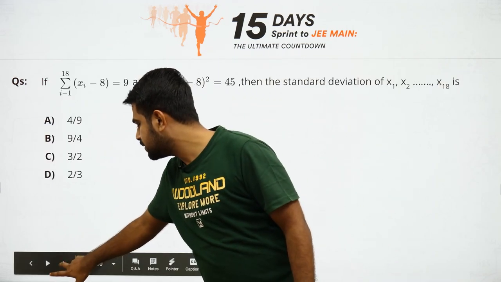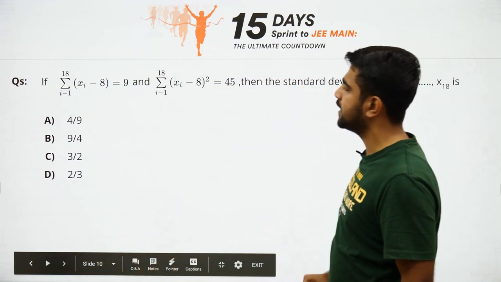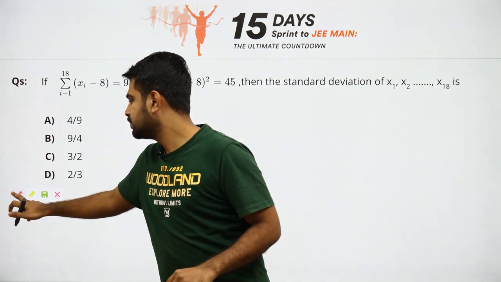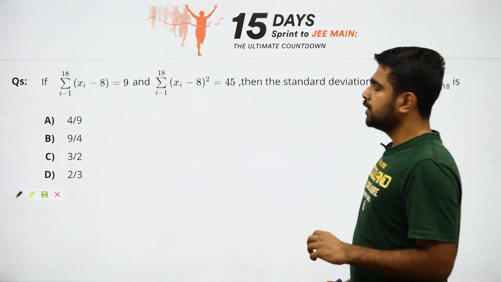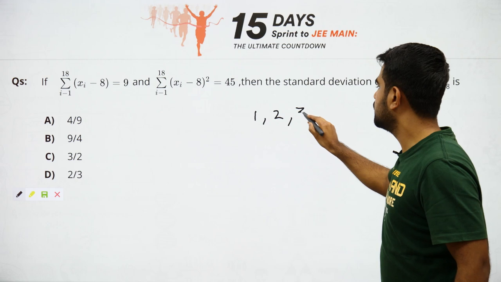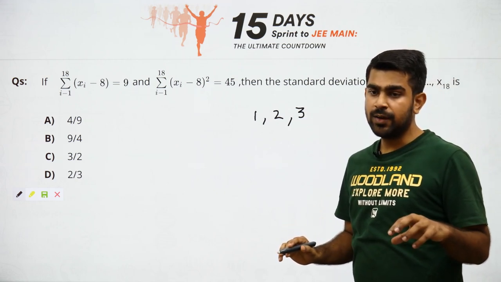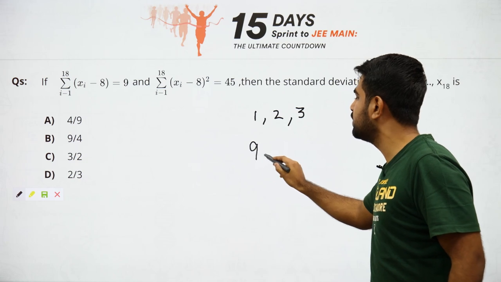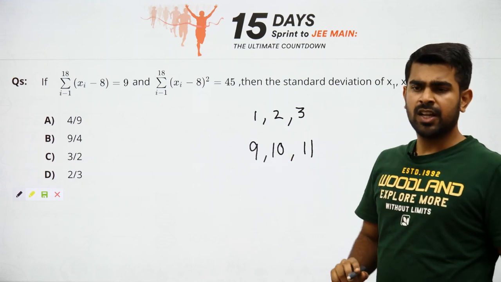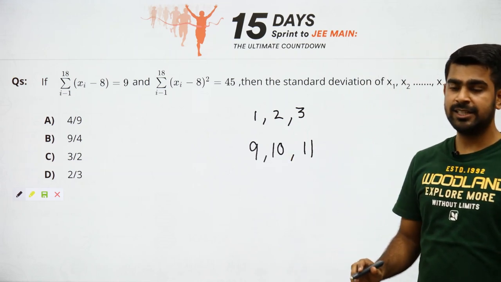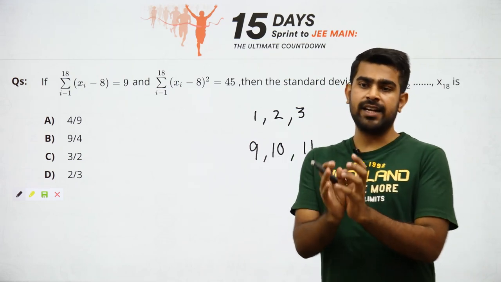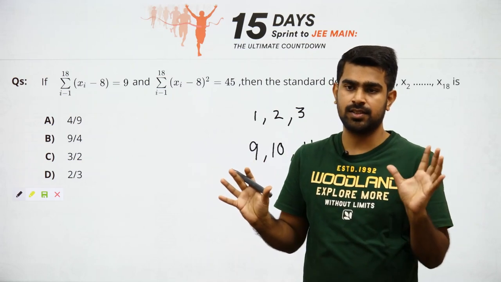Okay, so how do we do that? Let us try to have a look. Now, I will give you a small example to visualize, guys. So I have 1, 2, and 3. Now I want to see what will happen if I add 8 to everything. Now, what do you mean by standard deviation? Please let me know. Guys, the exact meaning of standard deviation is how spread out your data is.